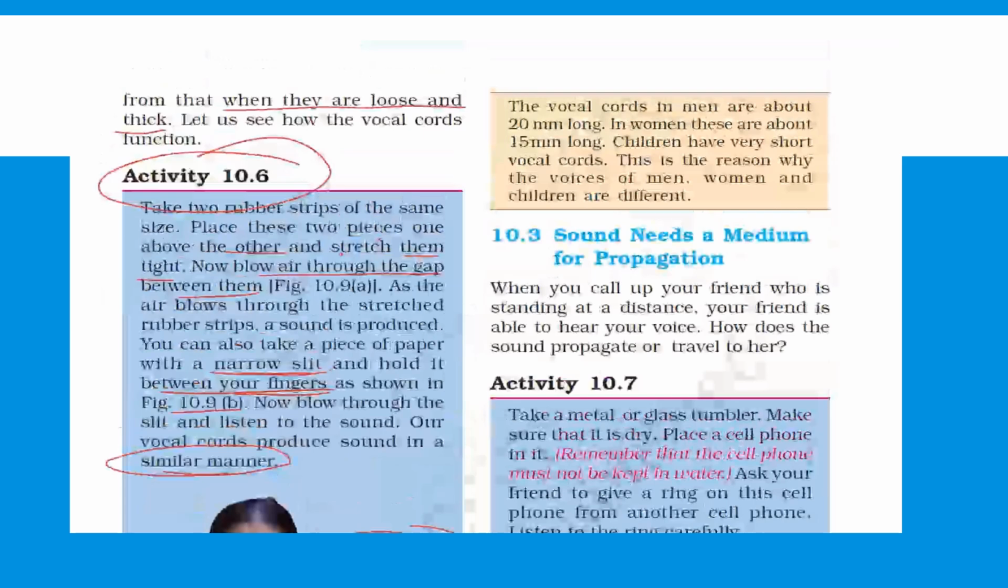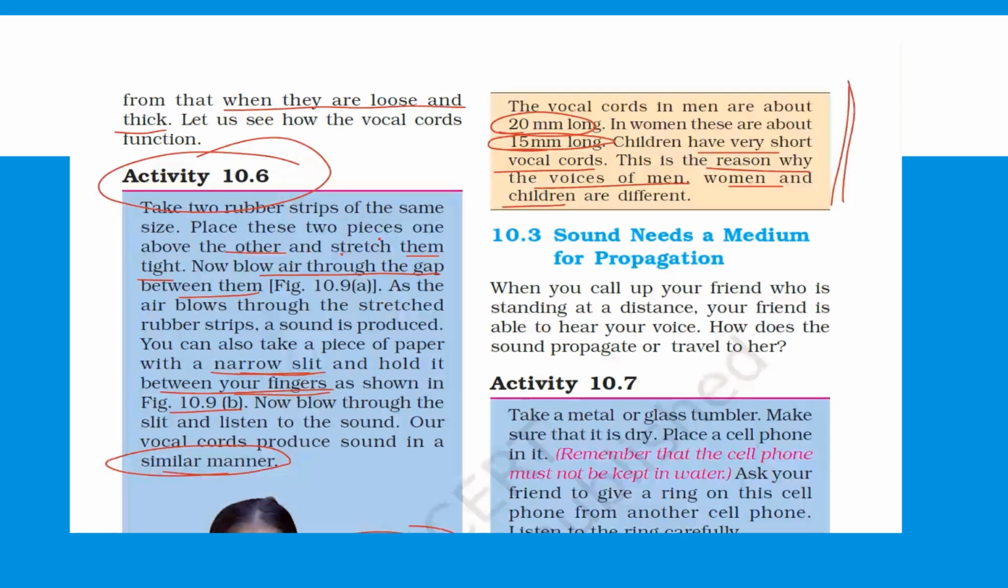Now the vocal cords in men are about 20 millimeter long and in females are about 15 millimeter long. Children have very short vocal cords. That is the reason why the voices of men, women and children are all different. So it depends on the size of the vocal cords.